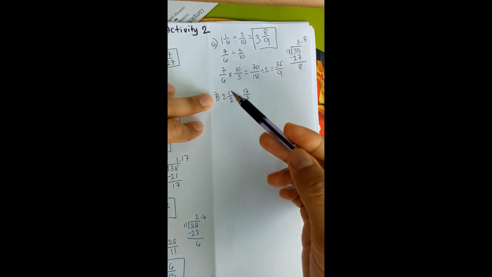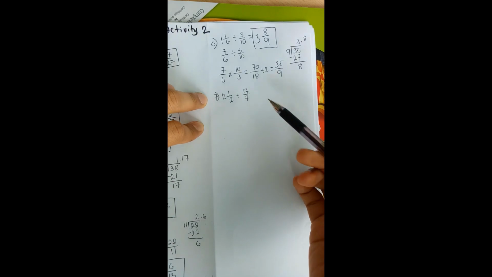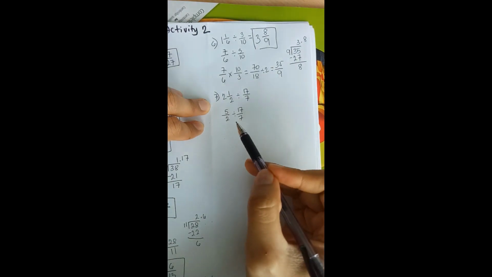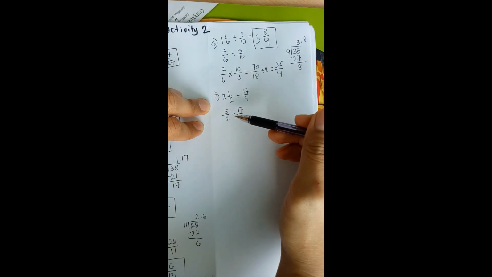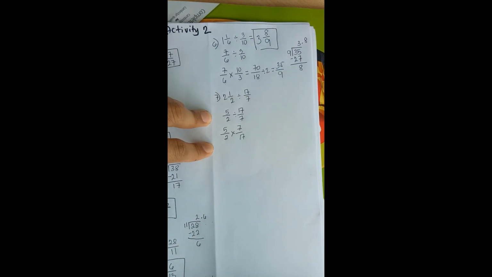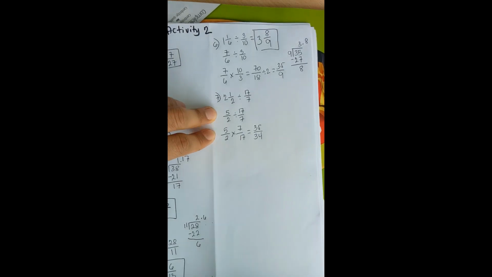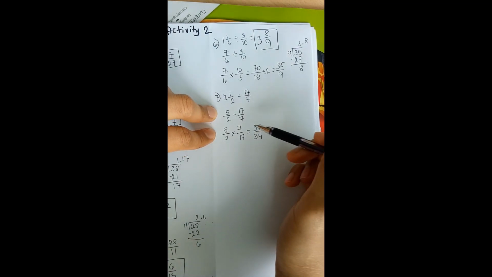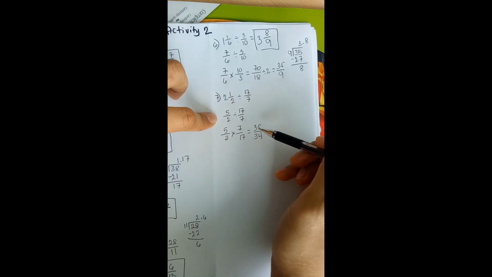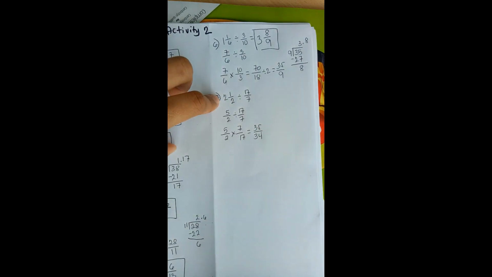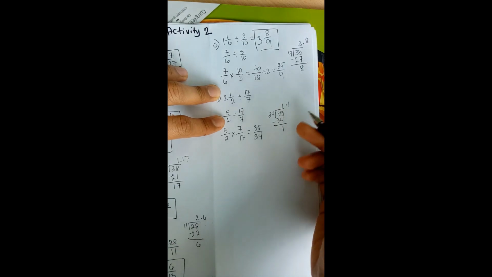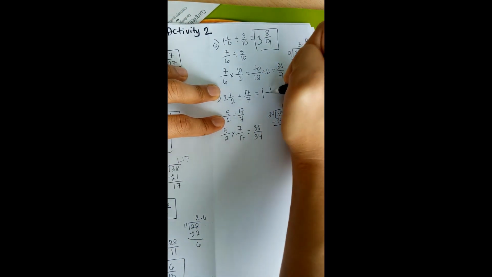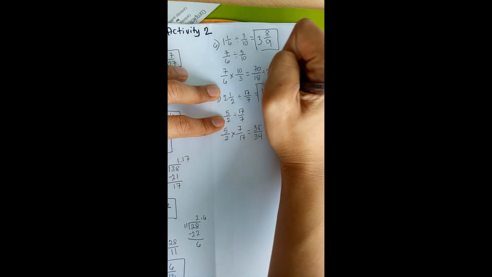Problem 7. 2 and 1/2 divided by 17 over 7. Convert to an improper fraction. Then flip one of the fractions and change the sign to multiplication. Then multiply. We have the answer 35 over 34. This is an improper fraction, so we convert it to a mixed fraction. So this is it. Our final answer is 1 and 1 over 34.